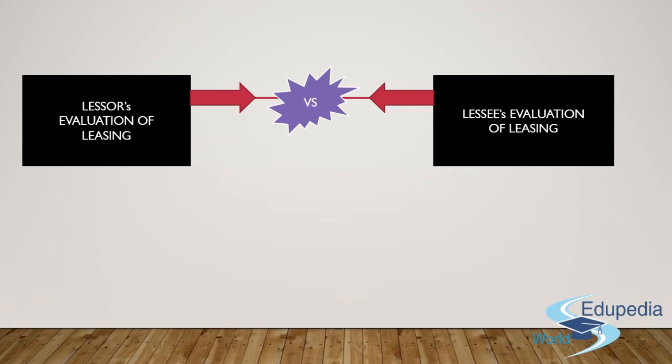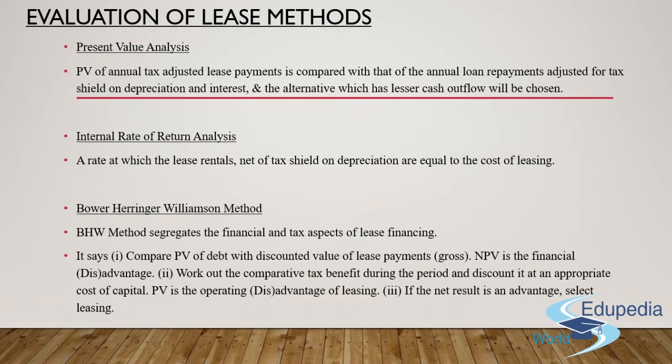Perfect, guys. That's wonderful. Now, moving on to the second topic, which is the evaluation of lease methods. There are three methods which I'll be telling you about. Number one, present value analysis. Number two, internal rate of return analysis. And number three, the Bower, Herringer, Williamson method. These are the three methods.